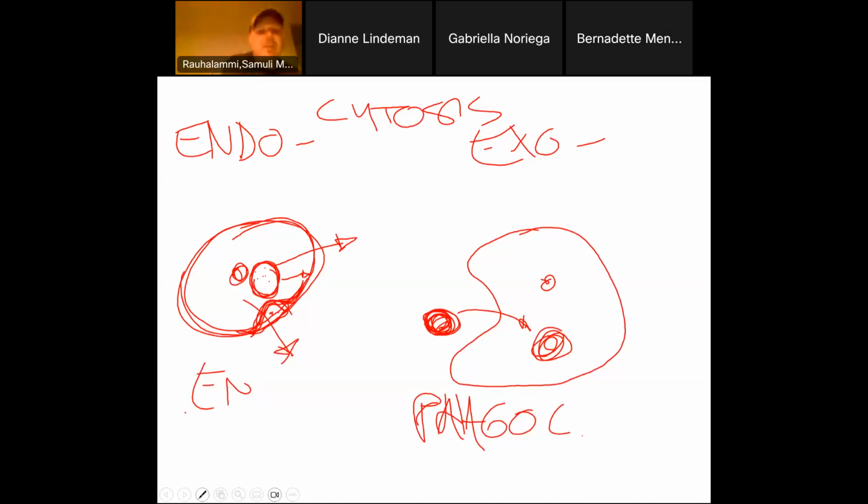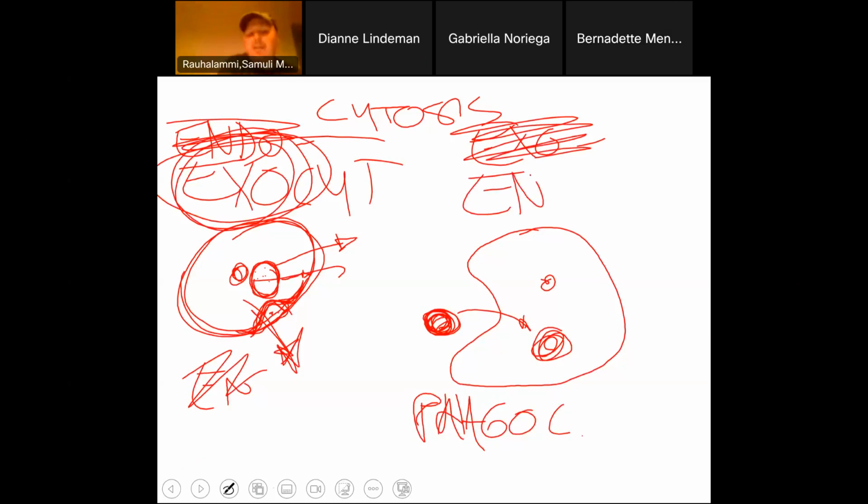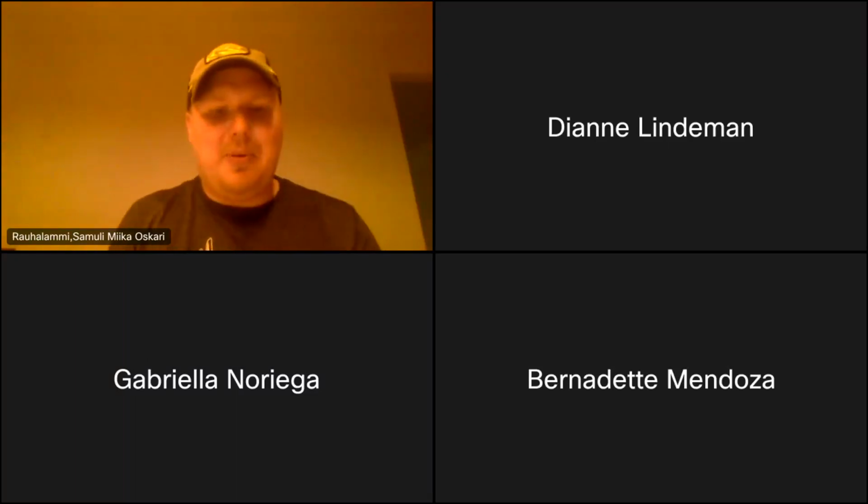So this would be exocytosis. So it's exiting the cell. Think of it that way. Exocytosis, something leaving the cell. And endocytosis is when something enters in. So exo for exiting the cell, endo for entering into the cell. I apologize, I don't know where my mind was mixing those up initially.